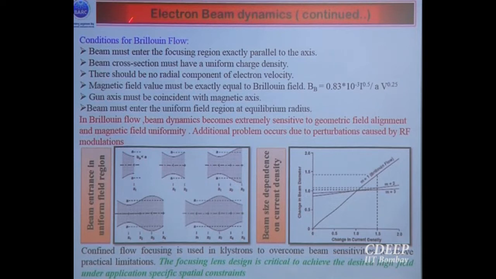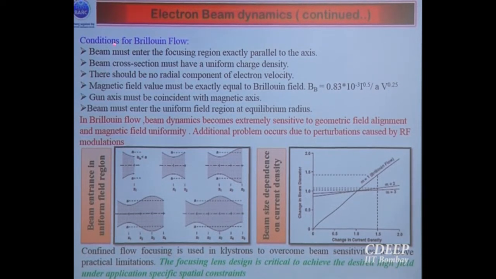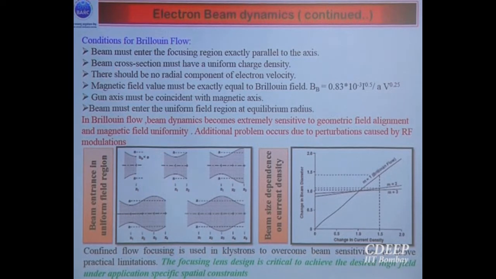So this just explains the conditions of the Brillouin flow. These are all the ideal conditions. The beam must enter the focusing region exactly parallel to the axis, which means there are no chances for misalignment. Then the beam cross section must have a uniform charge density, again an ideal condition, because in cathode gun design there will be some inherent limitations, so we will not be able to extract a uniform current from the gun.